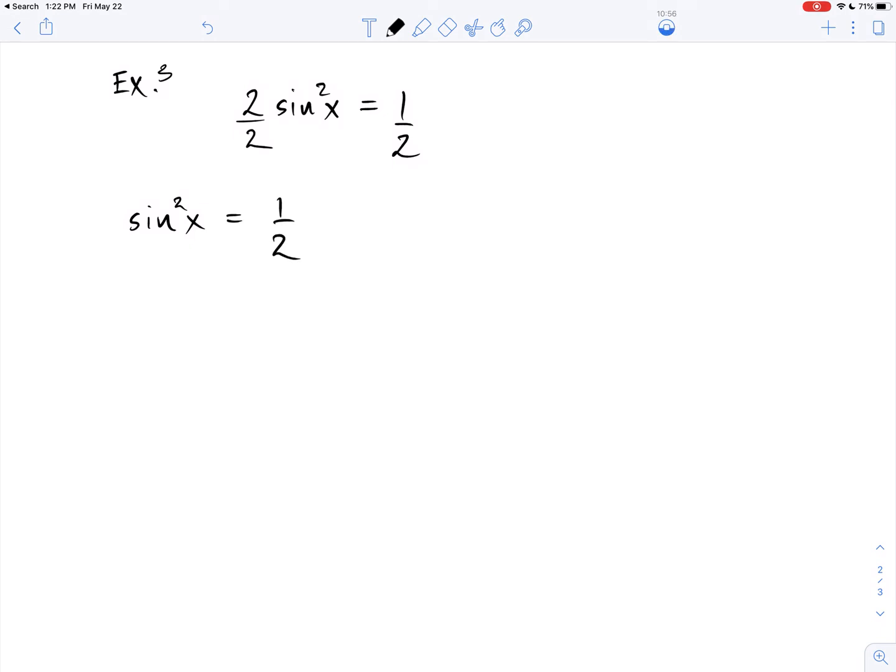What do I do in a squared situation? I cheerlead. I root. And I say sine of x is equal to plus or minus. Now think about it. Square root of 1 is 1. And then you have a root 2 in the bottom. And I'm not going to rationalize this yet because I notice this ratio. I see this, and I say, wait a minute.